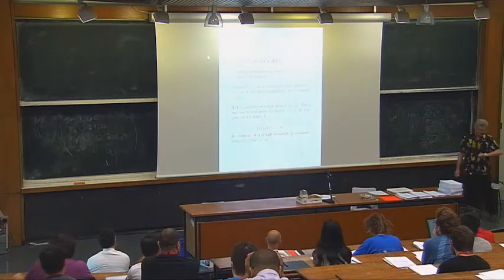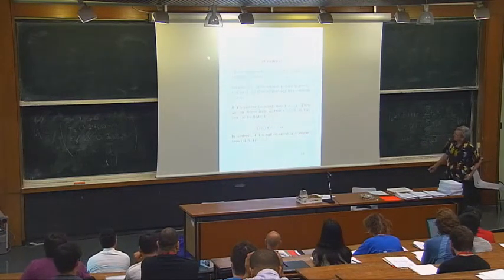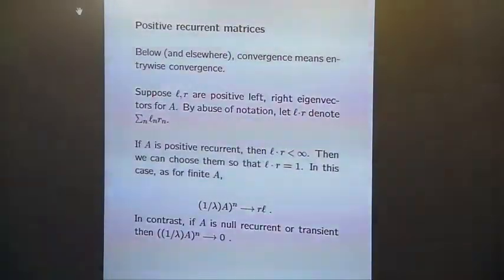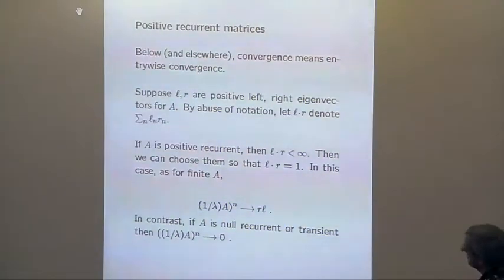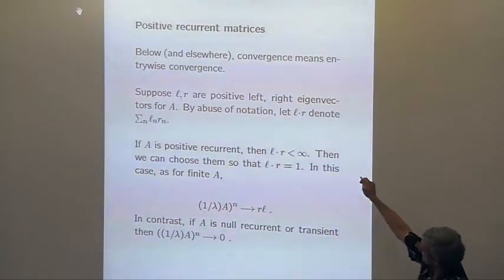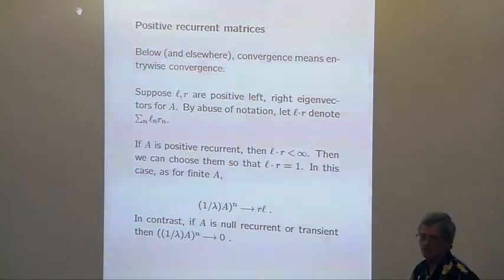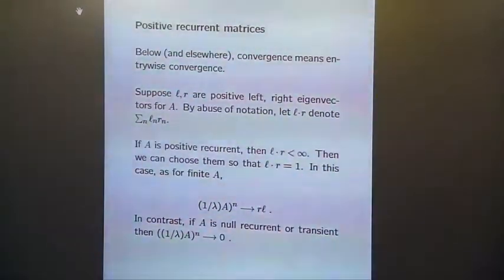Okay, now what about positive recurrent matrices? Well, now I can talk about convergence of matrix powers. And when I'm looking at these infinite matrices, convergence means convergence entry-wise. If you look at some entry, then there's convergence in that entry. Okay, now suppose that L and R are positive left and right eigenvectors for A. And by abusive notation, let's let L dot R denote the sum of L sub n, R sub n. Okay, it's abusive notation because L is a row vector and R is a column vector.